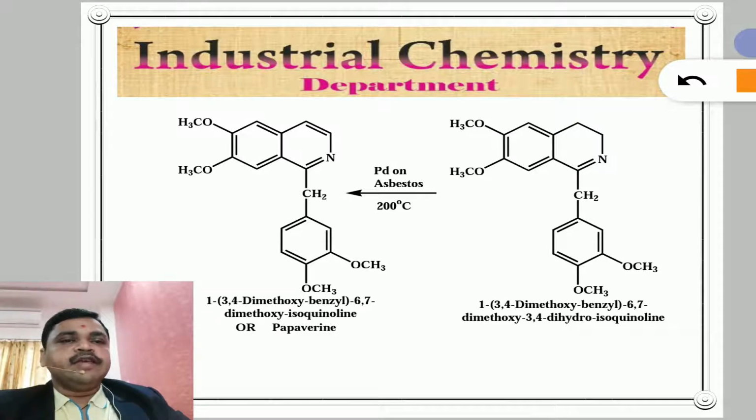We get 1-(3,4-dimethoxybenzyl)-6,7-dimethoxyisoquinoline, or papaverine. It is the synthetic compound papaverine. On this route, we get papaverine from our two compounds, homoveratrylamine and homoveratryl chloride. Now, medicinal application of papaverine.